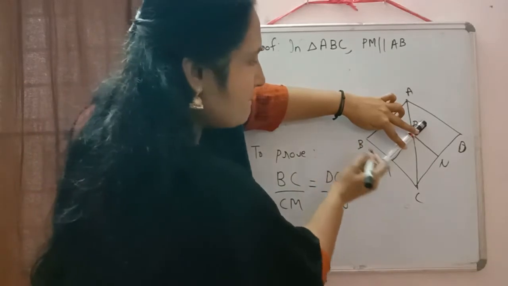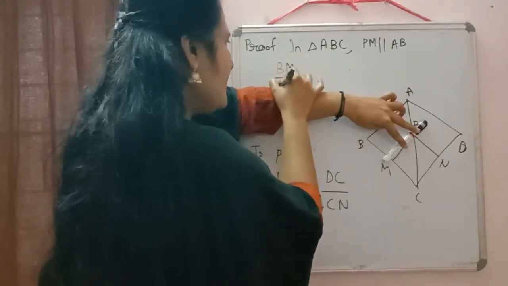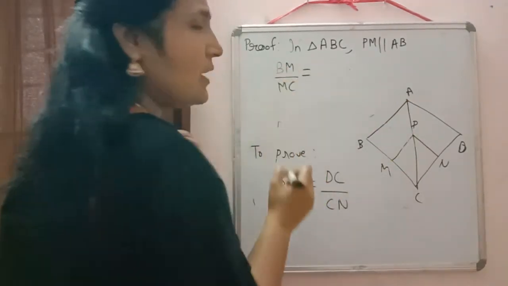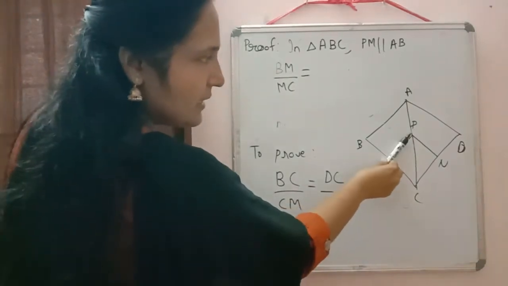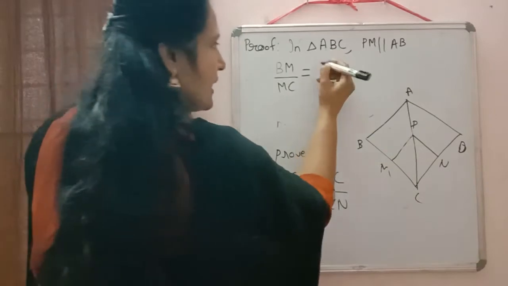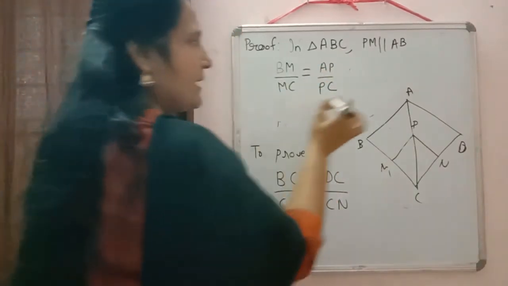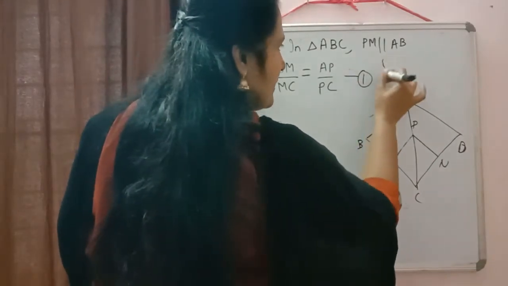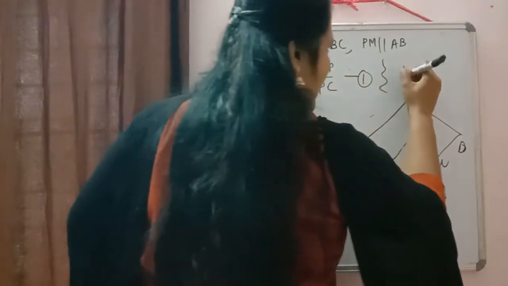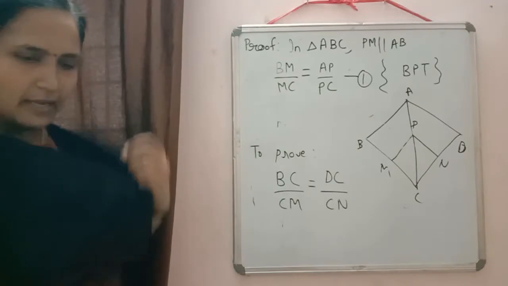So what will come? BM by MC. We'll write here BM by MC is equal to what? What is the next one? Yes, we have AP and PC. So write down, this is equal to AP by PC. Make it equation number 1 and write it down. Why did we write this? Because of BPT. So just write down, by BPT. So this is the first equation we got.